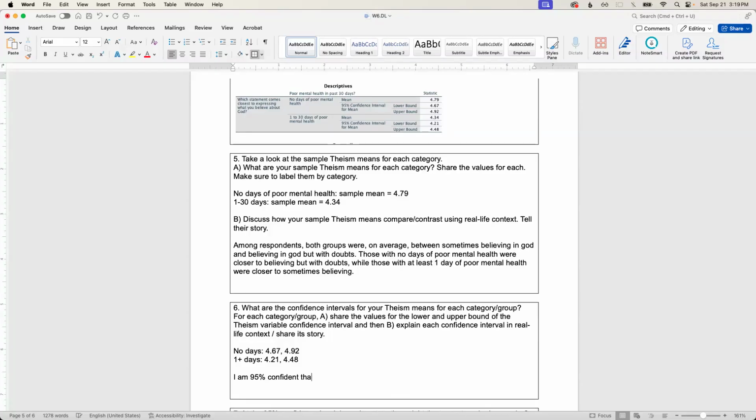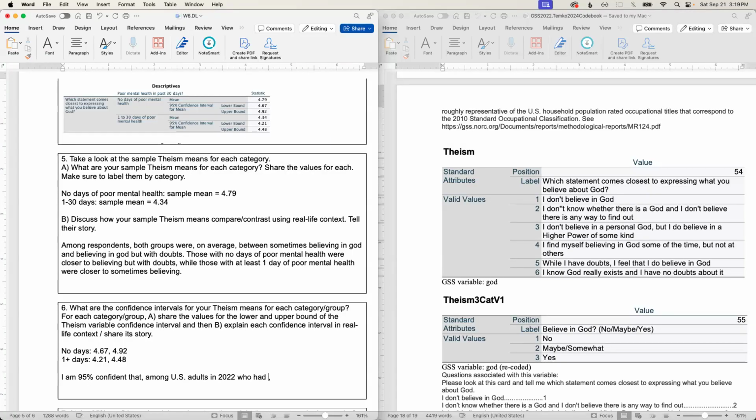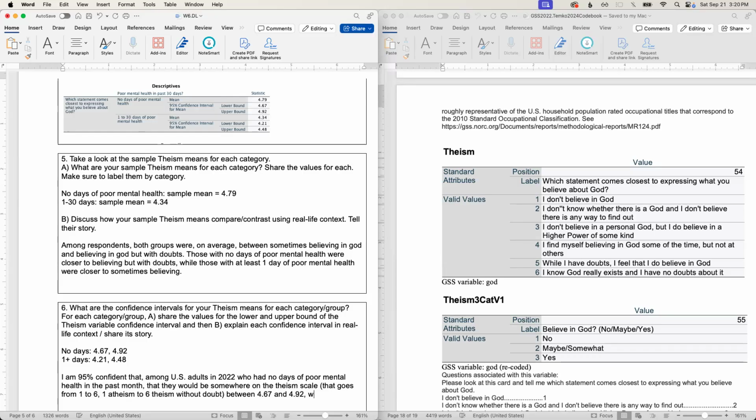I am 95% confident that among US adults in 2022, who had no days of poor mental health in the past month, that they would be somewhere on the theism scale that goes from 1 to 6, 1 atheism, 6 theism without doubt, between 4.67 and 4.92, which is close to believing in God with doubts.